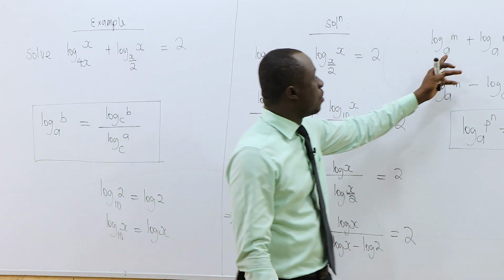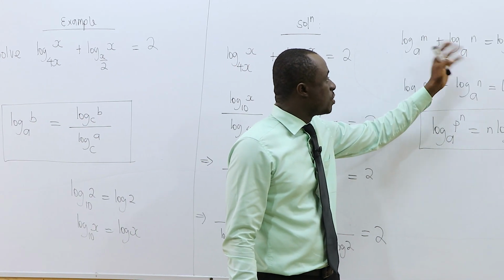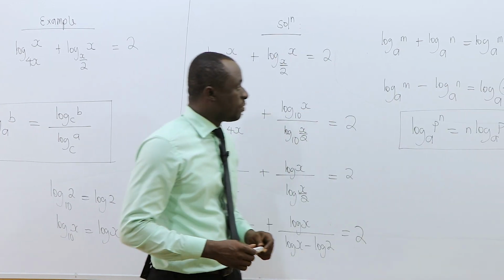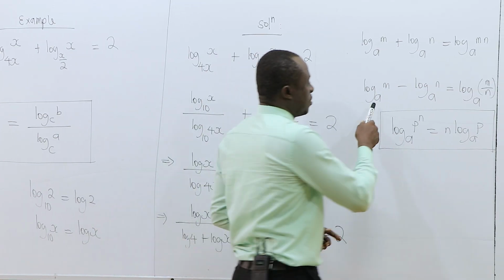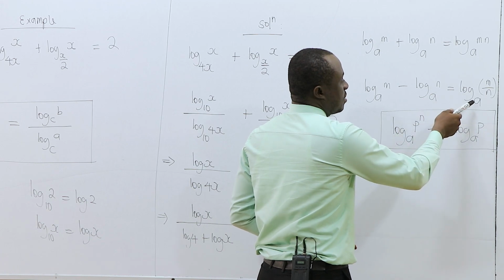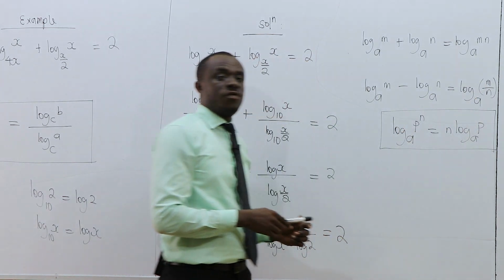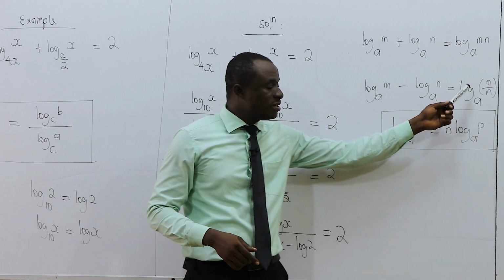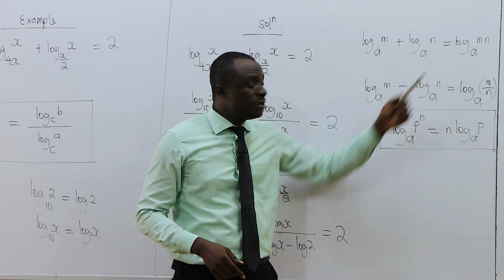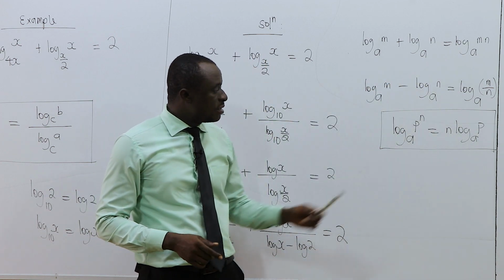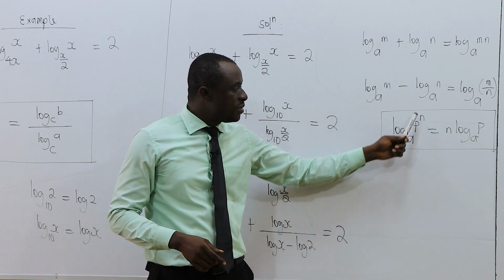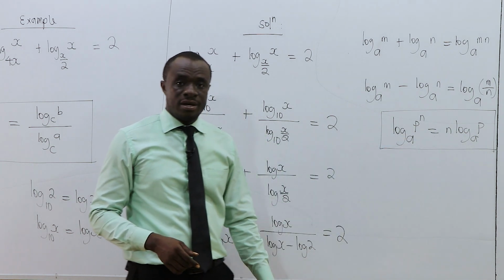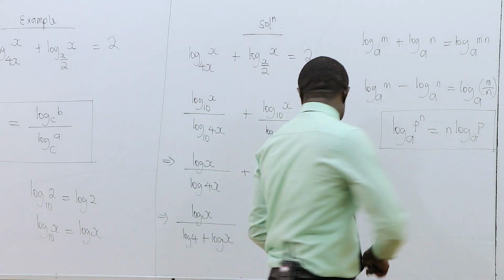From the laws of logarithm, if you have log a m plus log a n, because we are adding, you multiply. And if you are subtracting, log a m minus log a n is log a of m over n. So when you're subtracting, you divide. When you're adding, you multiply. Now the third law says if you have log a of m to the power n, this is n log a m.